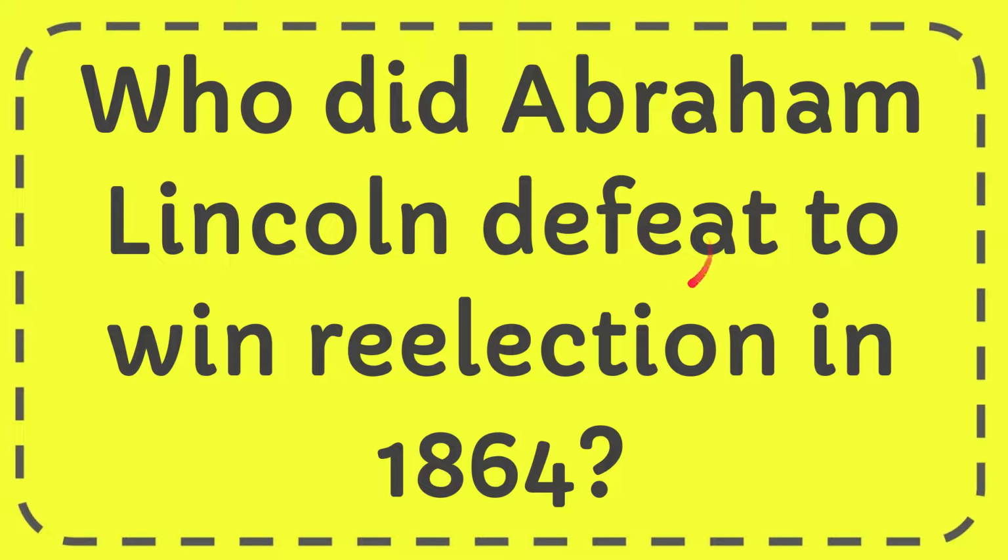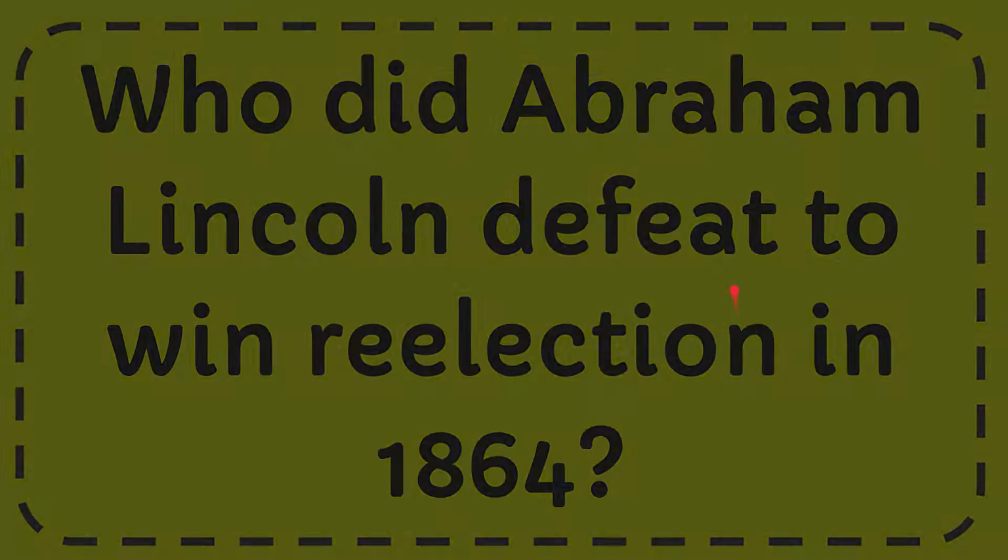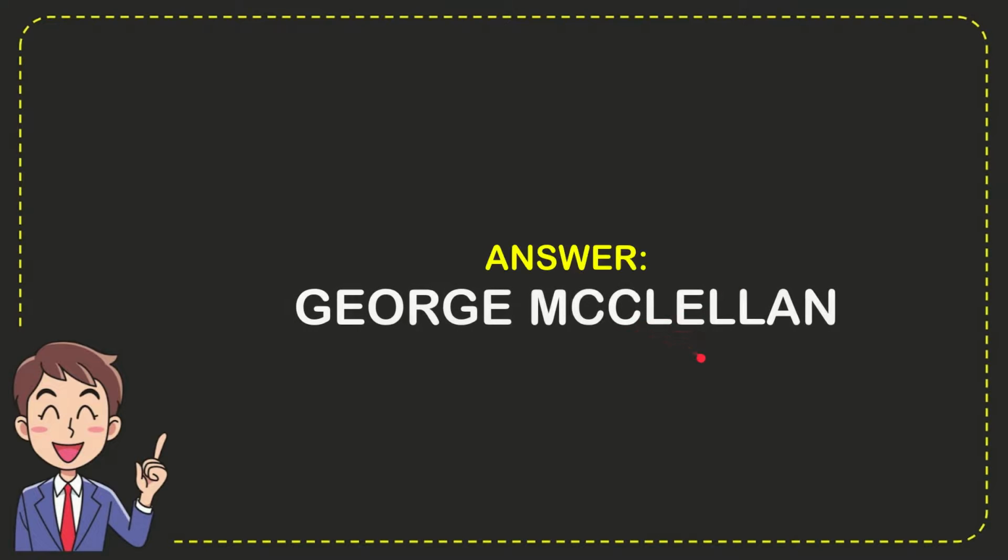In this video, I'm going to give you the answer for this question. The question is, how did Abraham Lincoln defeat to win re-election in 1864? Well, I'll give you the answer for this question, and the correct answer for the question is George McClellan. So that's the answer for the question.